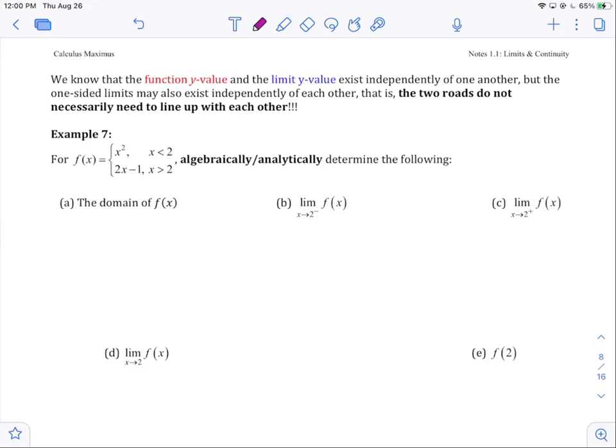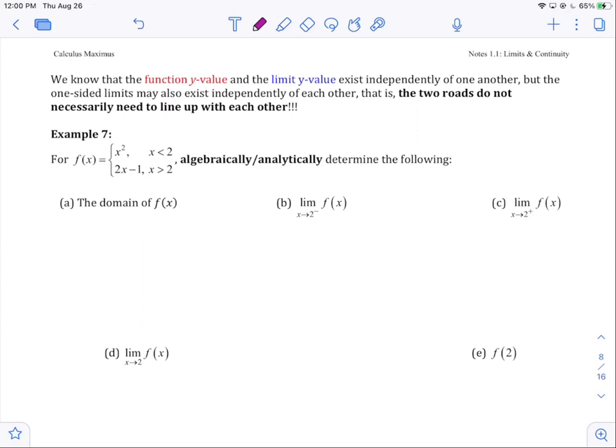And we know that they can exist independently of each other, right? And it's only when all three exist, left-sided limit, function value, limit from the right, and equal each other, now that we have that special property of continuity at a point. Okay.